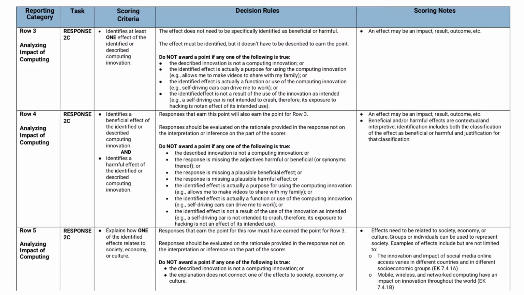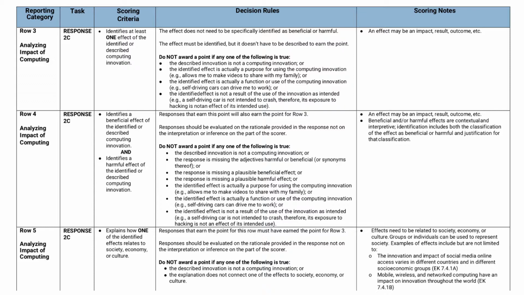5, how one of those effects relates to society, economy, or culture. That's kind of important. You need to relate it to groups or individuals. Relate that to society, economy, or culture. If you talk about how a computing innovation like Enhanced 911 improves the lives or the jobs of firefighters or EMTs, that's a group in society, so you could make a case that that's a societal benefit.